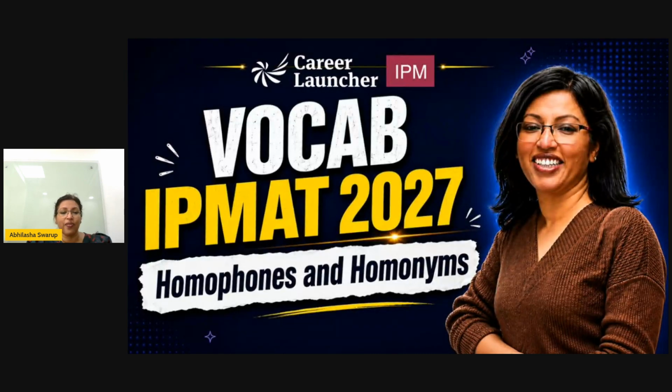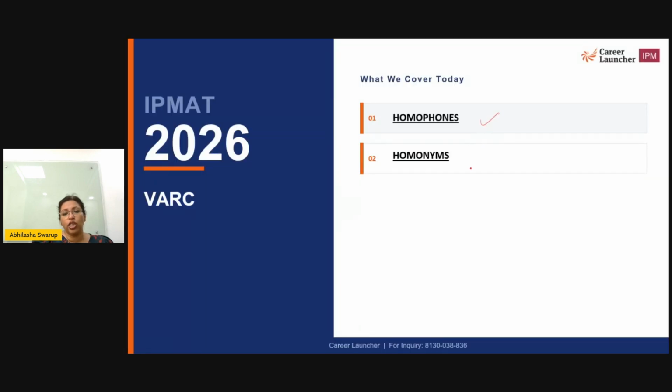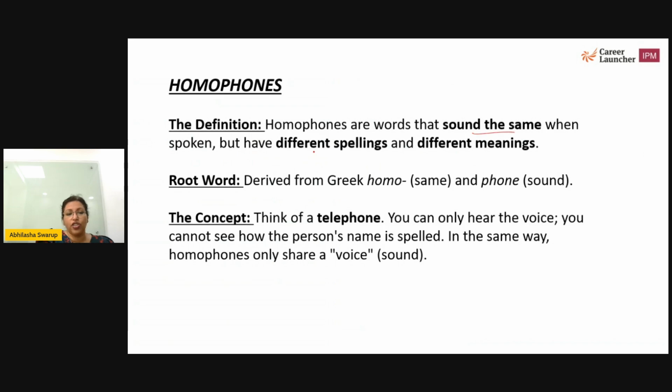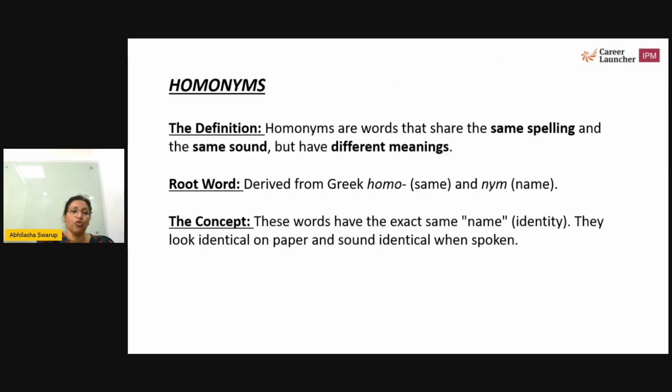So let's get started. Homophones and homonyms, these are the two things that we are covering today. What's a homophone? Words that sound the same but have different spellings and different meanings. For example, accept and except. Both of these mean differently, both of them are spelled differently, but they have the same pronunciation and therefore these are homophones, right? Homophone comes from homo, which is same, and phone, which means sound. So same sound or similar sounding words are called homophones.